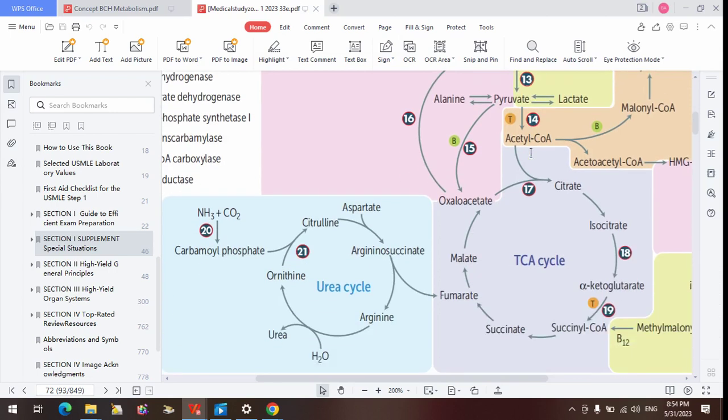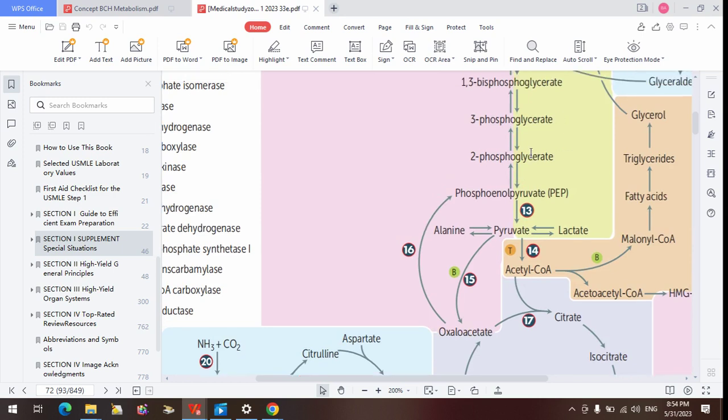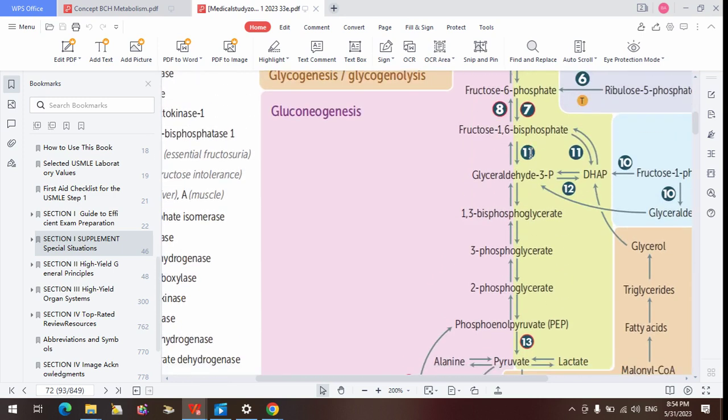But if there is accumulation of NADH, oxaloacetate is converted to malate. So there's a reduction in the level of oxaloacetate, and a reduction in its conversion to PEP. There's no PEP to drive gluconeogenesis. That is why people who drink alcohol can suffer hypoglycemia.